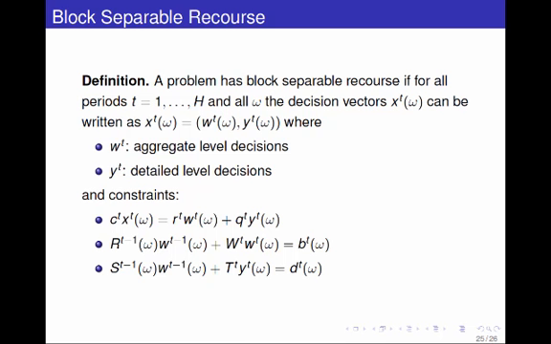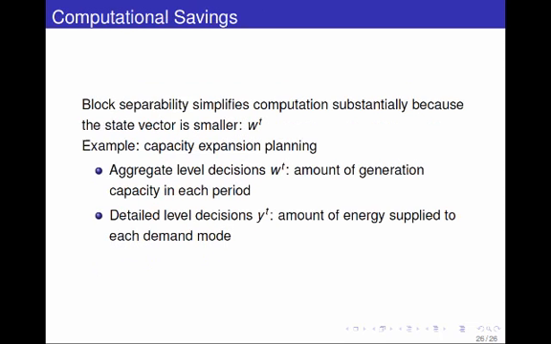There are problems that have specific structure called block-separable recourse where we can do that. We can split the state vector into stuff that really matters for the future and micromanagement decisions that are unimportant for the evolution of the future. An example of that is the capacity expansion planning problem. How much capacity we add at a certain time period matters for where we're going in the future. The micromanagement decision that we had to make in each time period was how much fuel to use to satisfy each demand segment. Intuitively, why doesn't the amount of fuel we use today matter for tomorrow?